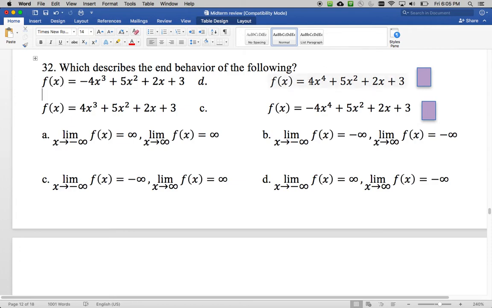So here we have a positive leading coefficient, so the right side is going up, and because our degree is an even number, the left side is going to do exactly the same as the right, so both sides are going up, and option A is the one that tells us that both the left and the right side is going up.